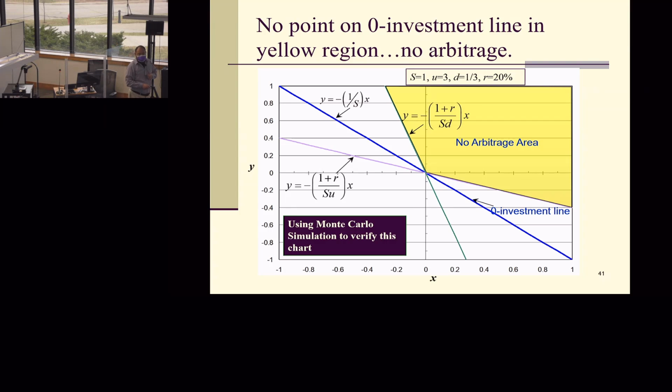Okay. The only thing I want to demonstrate, I can make a simple plot for you to determine, okay, take a look. Only in the yellow area can you not have arbitrage. Only in this area can you have arbitrage, and on this blue line, you don't have to have any investment. Make sense? So this is using Monte Carlo simulation to verify this chart. We can do that easily.